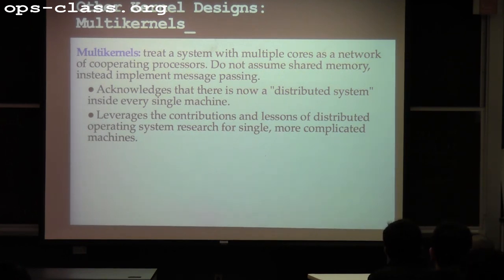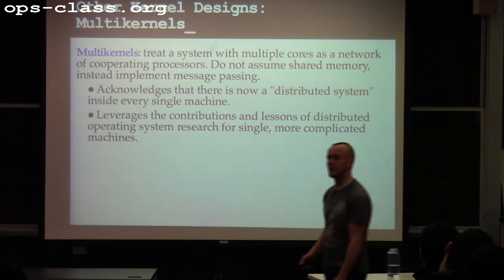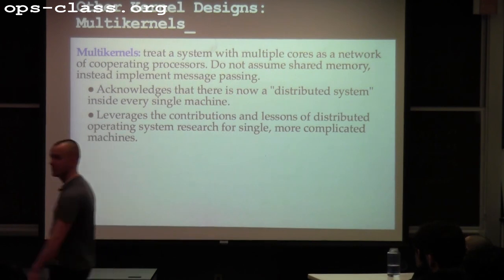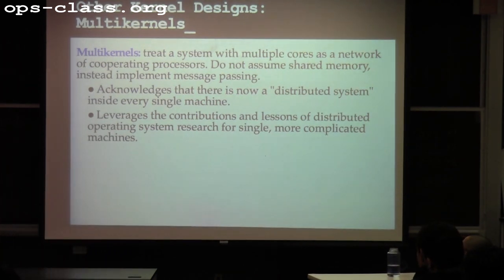Someone did this count. I can't remember what it was. It was like iPhone 5 had like 20 different processors on it, right? Maybe 2 of those are CPUs, like general purpose processors. Everything else is for doing video decoding and supporting other very specialized parts of the system. So what the multi-kernel said is, let's acknowledge that there's this distributed system in the machine, and let's build an operating system that relies on some of these distributed systems principles to make this work, right?